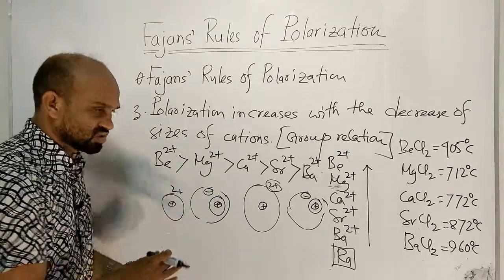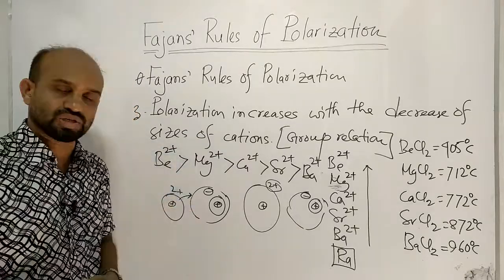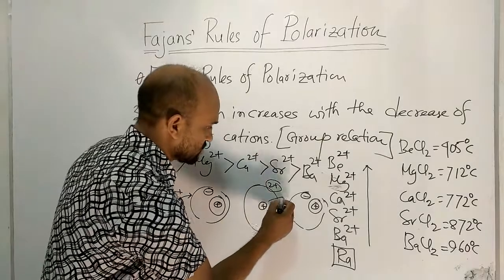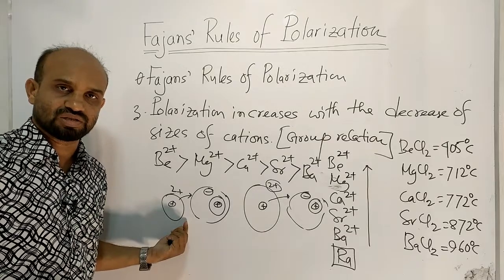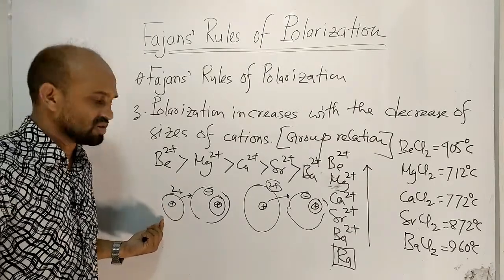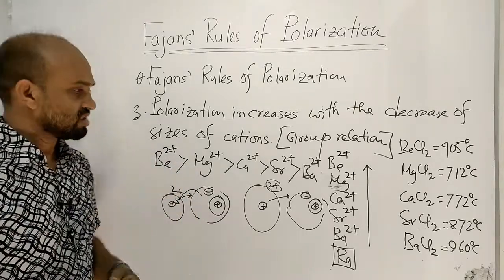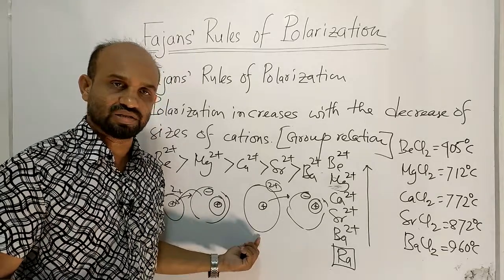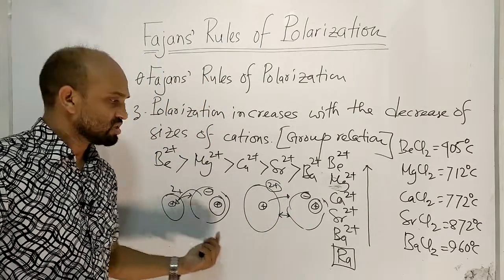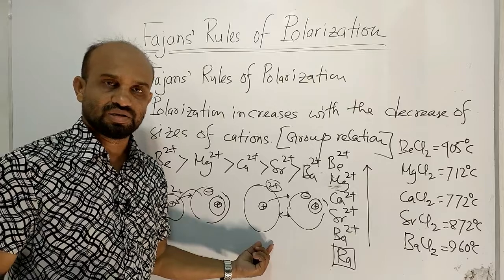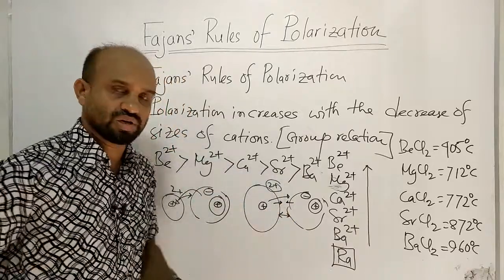Again, because of its smaller size, it can come closer to the anion's electron cloud compared to this one. So here, because of short distance and high charge density, it can attract this electron cloud strongly. Here charge density is less and the distance is larger compared to this one because it is bigger in size. So attraction is comparatively lower here.